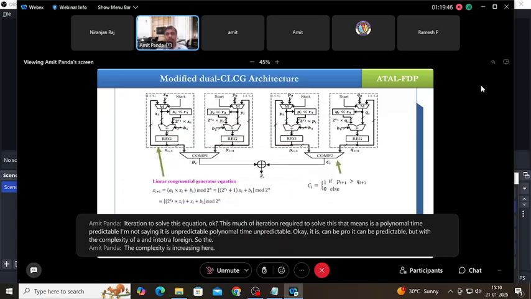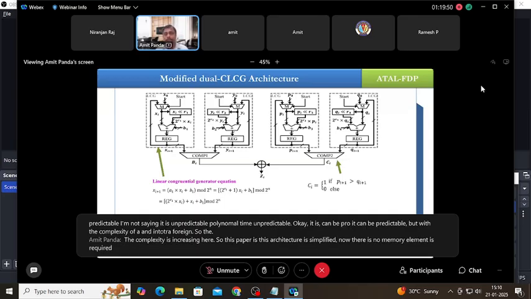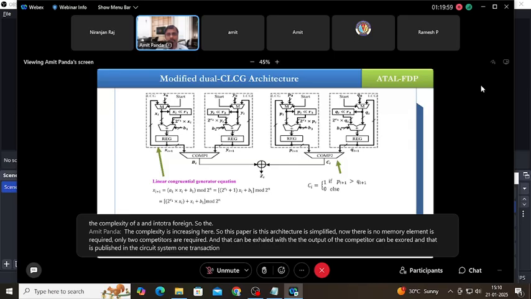So this architecture is simplified. Now there is no memory element required. Only two comparators are required, and the outputs of the comparators can be XORed, and that was published in IEEE Transactions on Circuits and Systems I.